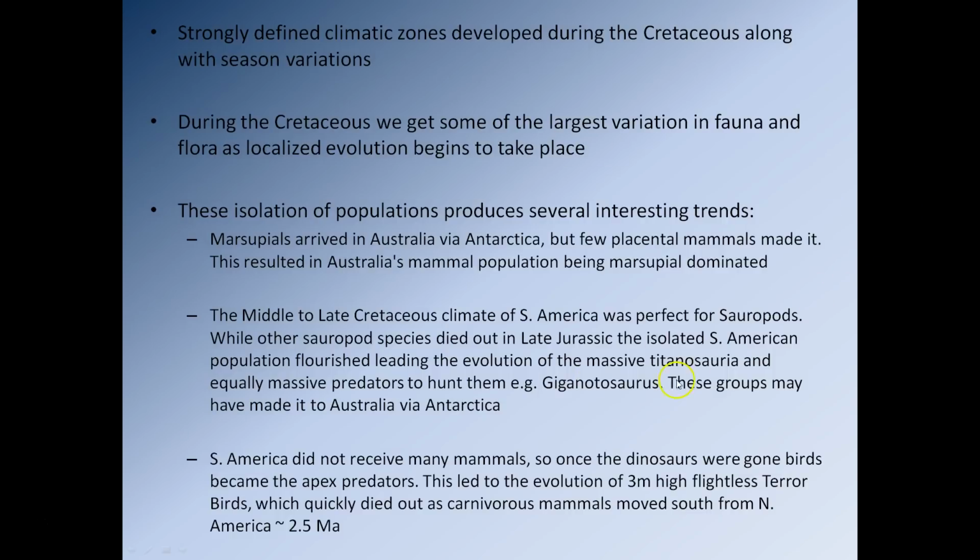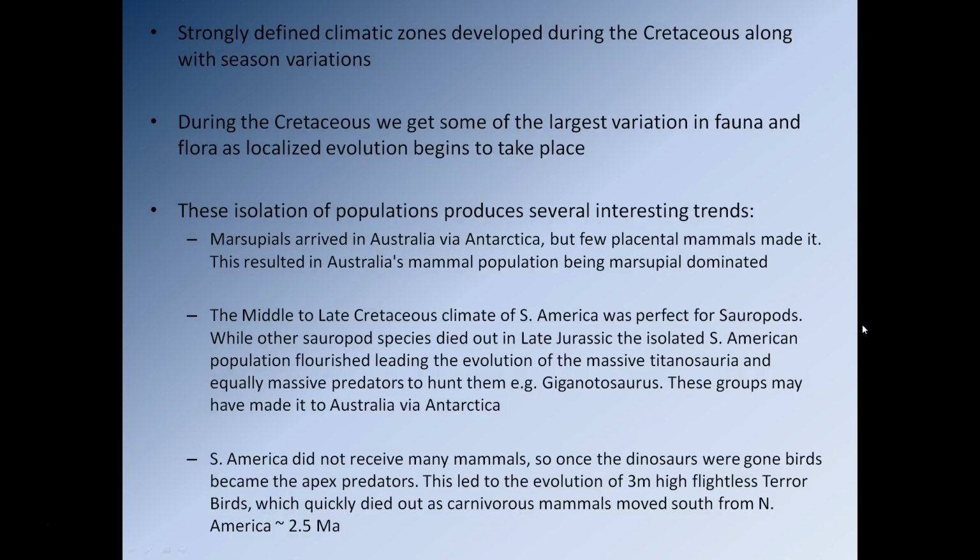In the case of South America and the sauropods, conditions were so good that they steadily evolved over time to give us the massive Titanosauria, the biggest of all the sauropod dinosaurs. And the increase in size of the Titanosauria was driven primarily by predation.